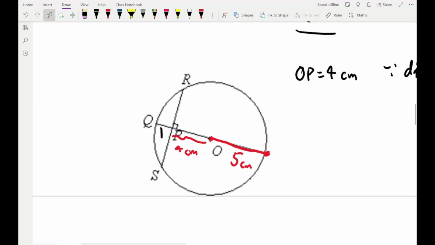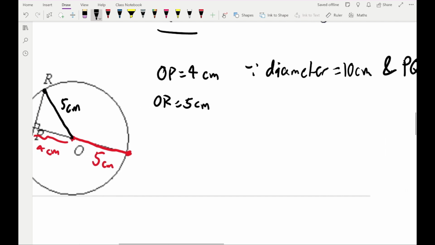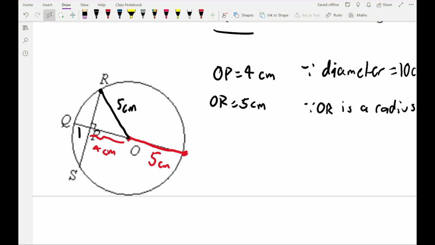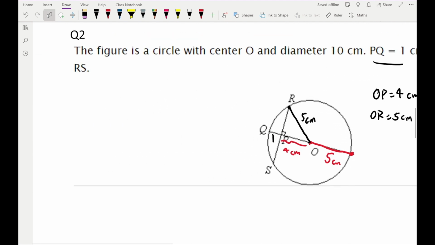The other thing we're going to do is draw a line from O out to R. We'll see why shortly. But this line also has to be 5 centimeters because that's a radius. OR equals 5 centimeters because OR is a radius. And we know the diameter is 10, so the radius has to be 5. Great. So now let's break off this triangle that we're looking at.